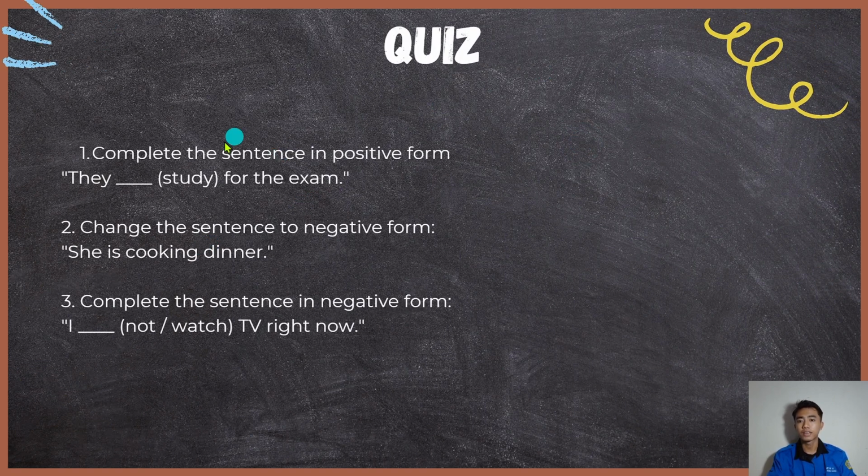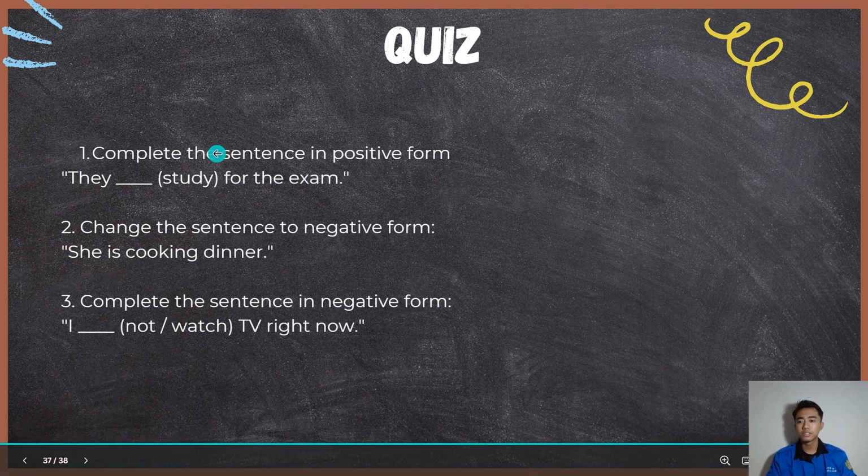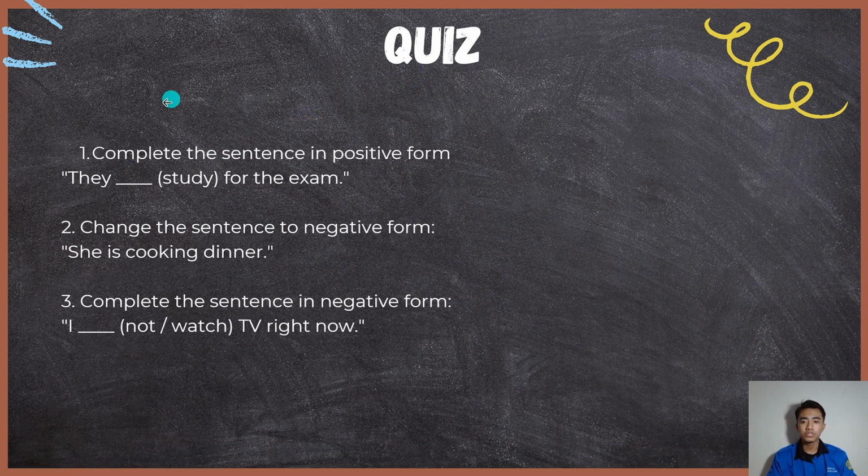The next, okay. This is my question, the last question about present continuous tense. First, complete the sentence in a positive form. They blah blah blah for the exam. And second, change the sentence to negative form. She is cooking dinner. Third, complete the sentence in negative form. I blah blah blah not watch TV right now.